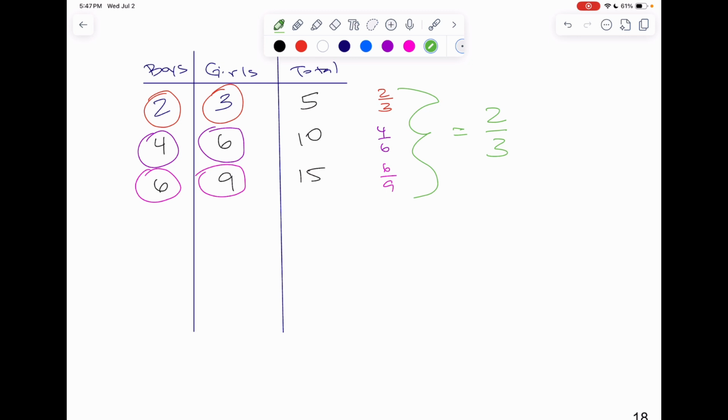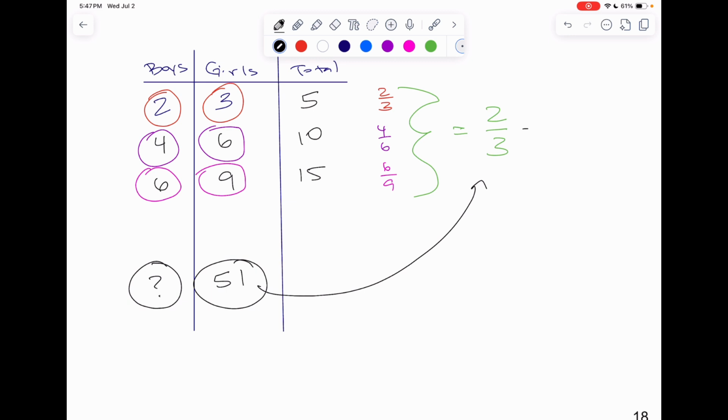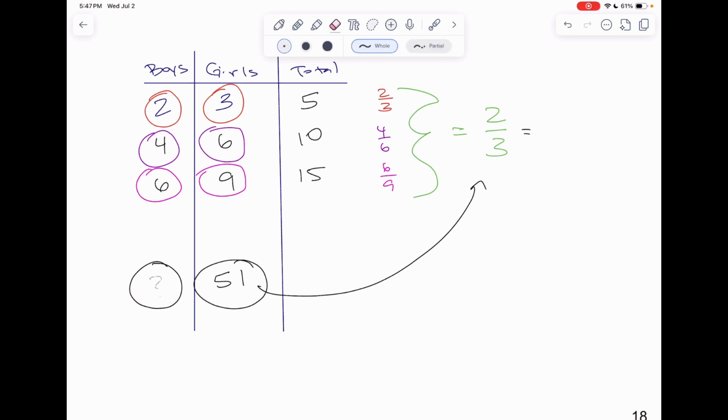This gives us amazing predictive power because say I lost track about how many boys I have, but I know I have 51 girls. Well, I know if I put my unknown over the known part, I know it will still equal 2 over 3. So maybe I'll call my unknown x now. X over 51 should still have that same relationship that the boys to girls had before.